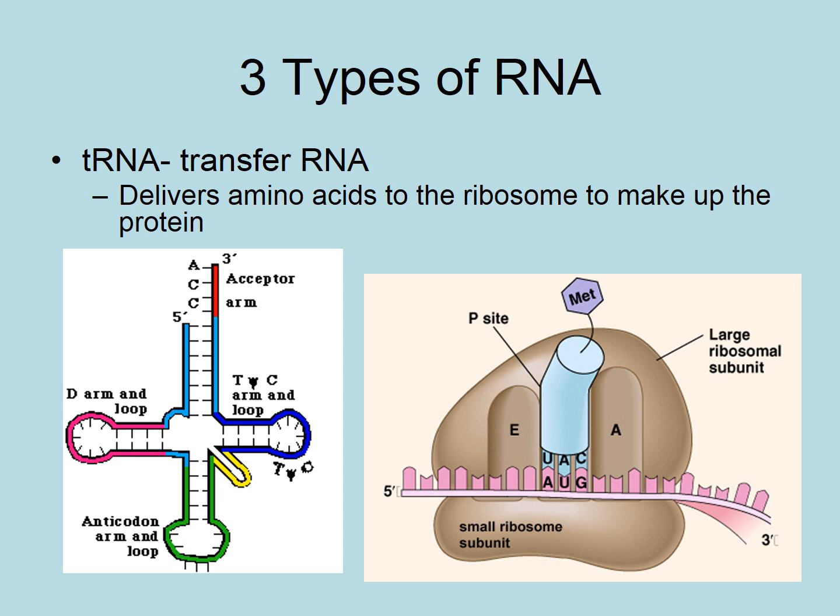There's three kinds of RNA. There's three letters on DNA that mean something. There's three letters on messenger RNA that mean something. And there's three letters on transfer RNA that mean something.